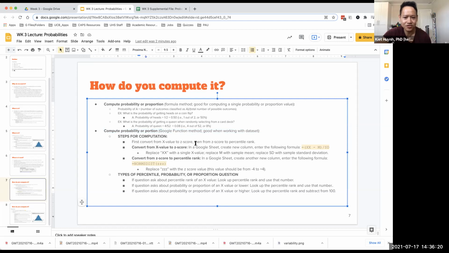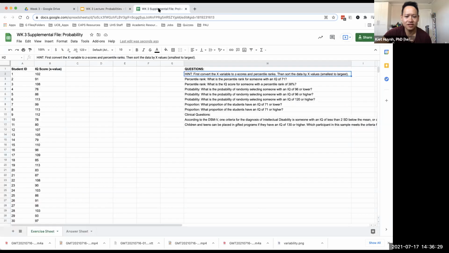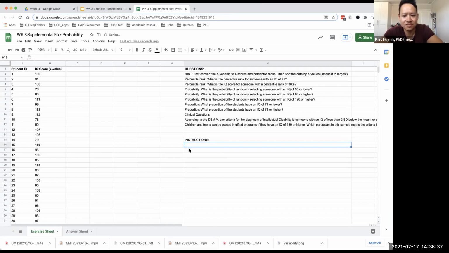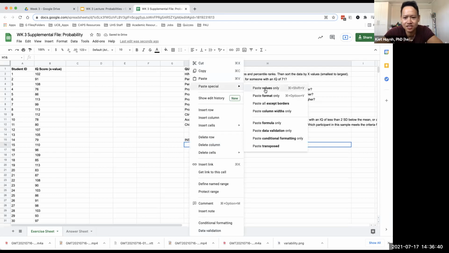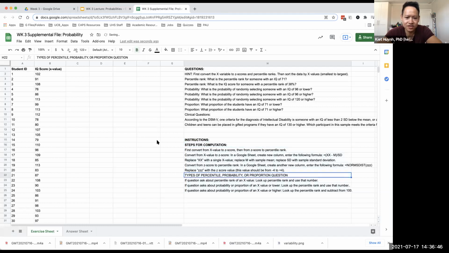Convert X values to z-scores, then from z-scores to percentile ranks. Let's copy this. Copy, go back to our file here, and make another section for instructions. Paste special, values only, so it doesn't mess with the format. This is easier to read, and bold this.